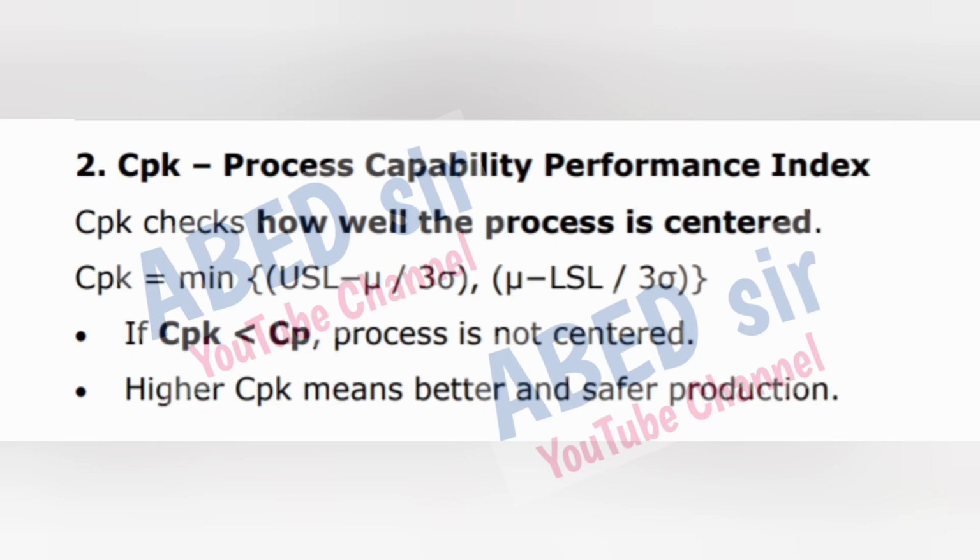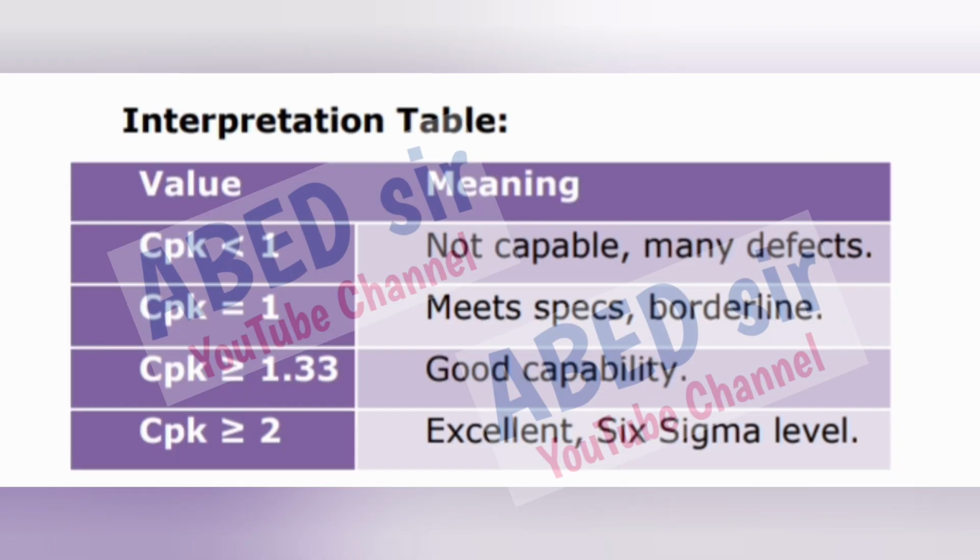2. CPK, process capability performance index. CPK checks how well the process is centered. CPK is equal to the minimum of (USL minus mu) divided by 3 sigma and (mu minus LSL) divided by 3 sigma. If CPK is less than CP, the process is not centered. Higher CPK means better and safer production.